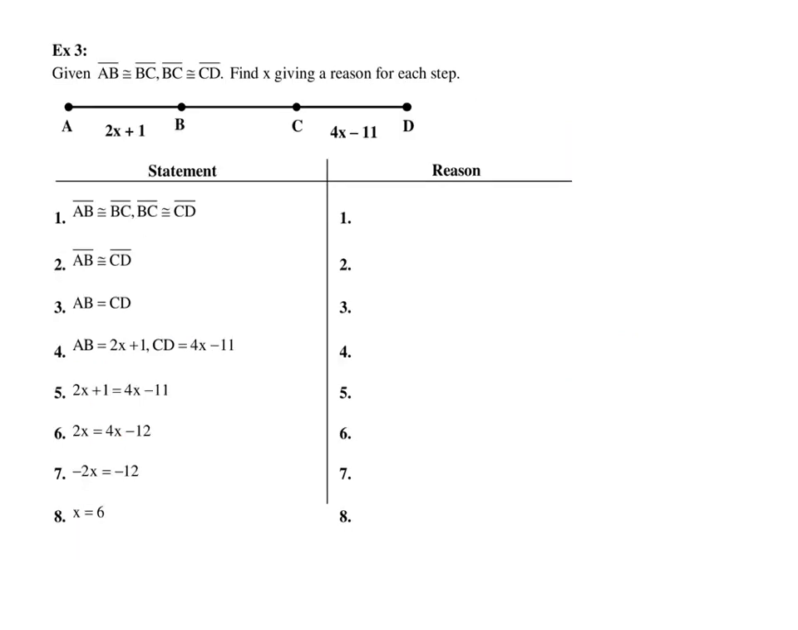Last example. All right, given AB is congruent to BC, and BC is congruent to CD. Find x, giving a reason for each step. All right, so the first statement, where did that come from? Well, that's just given. Where did the next statement come from? AB is congruent to CD. Well, that's applying the transitive property.